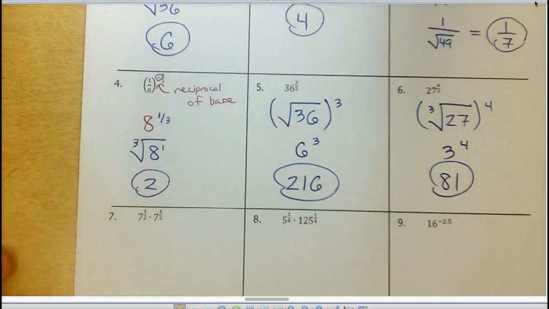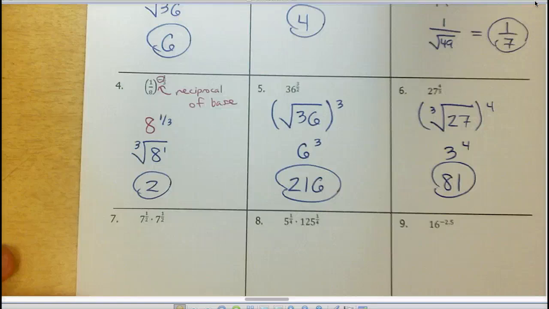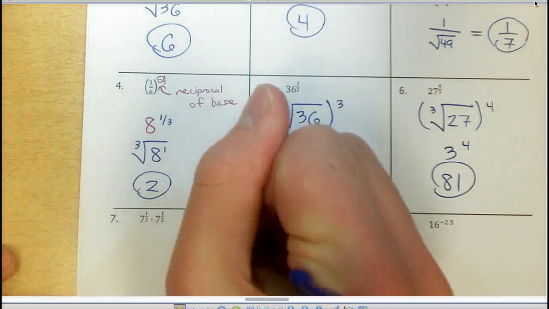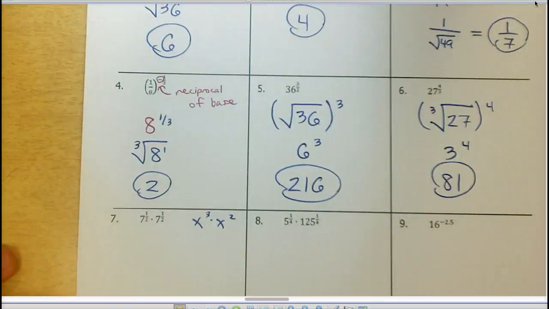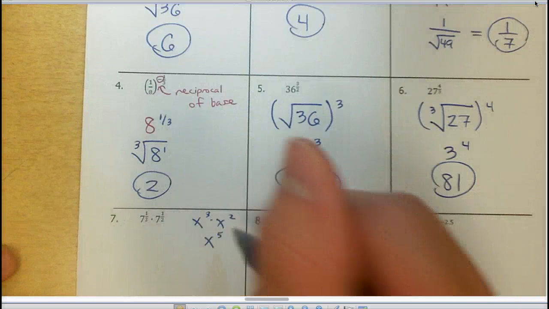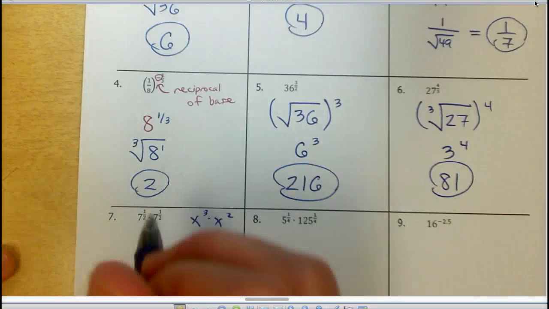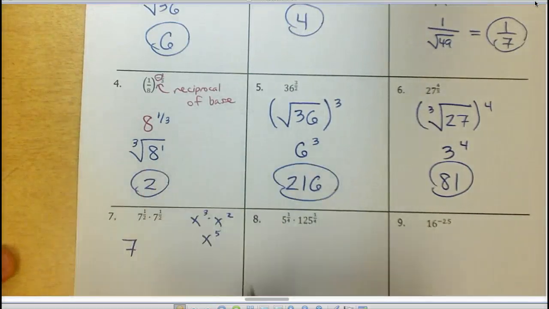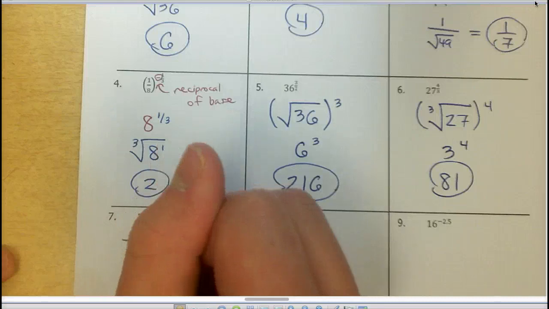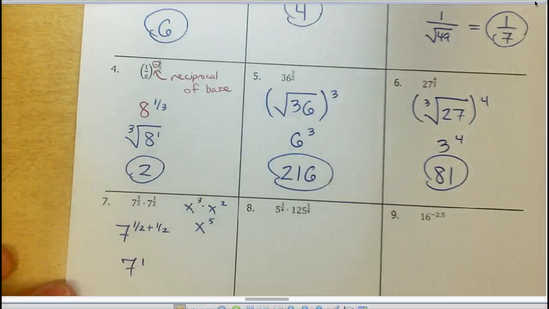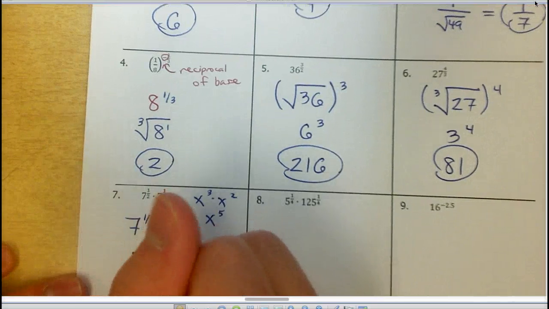Okay, number 7. This time I need to remember my multiplication property when I'm multiplying powers with the same base. Remember, if you have something like x cubed times x squared, that's when you keep the base and add your exponents, so you'd get x to the 5th. For number 7, we're going to do something similar. We have 7 to the 1/2 times 7 to the 1/2. So I keep my base, which is 7, and I add my exponents. 1/2 plus 1/2 gives me 7 to the 1st. 7 to the 1st is just 7.